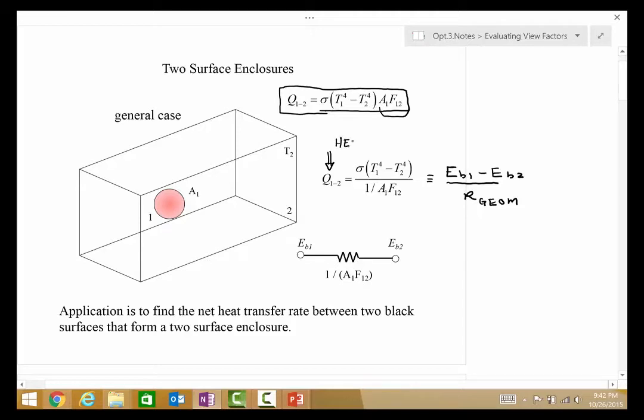So we can generalize the notion of a heat transfer resistance even in these radiation systems by thinking about the view factor times the area as a geometric resistance. So what this suggests is that it's going to be very important for us to understand how to find these view factors because it is an important part of how to analyze radiative transfer problems.